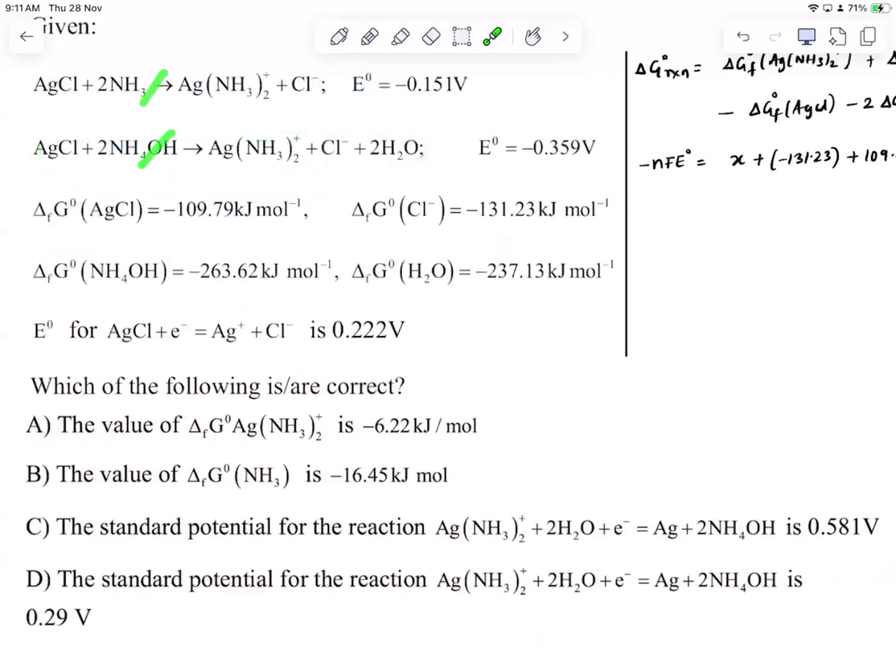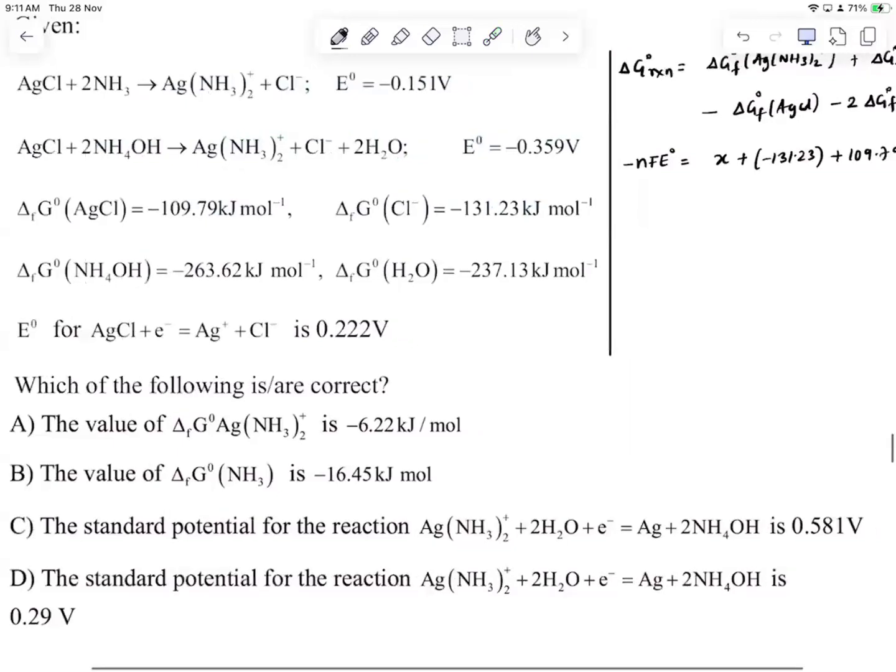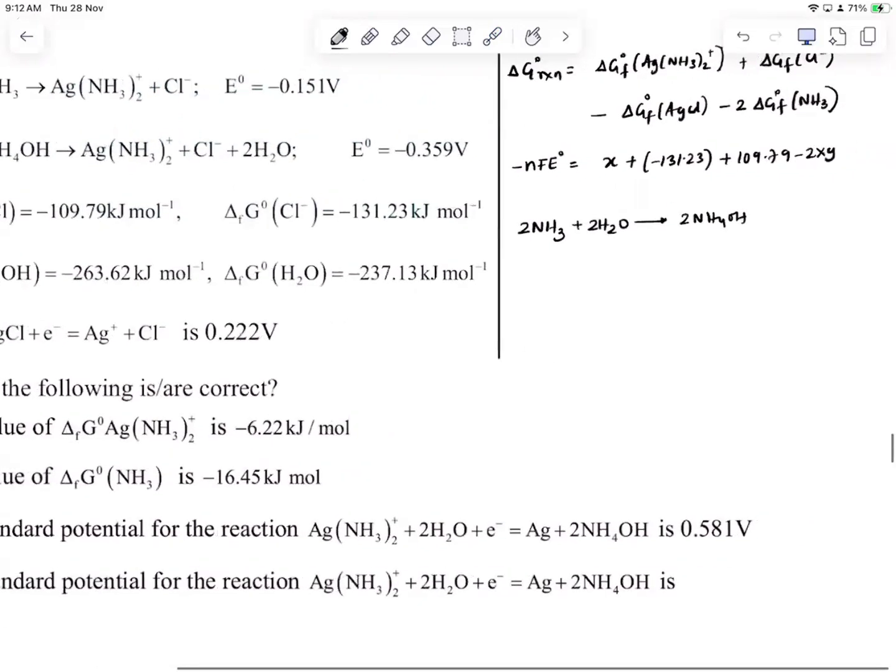Using these two, I can find out what is for ammonia. Okay. So you can notice that if we subtract these two, what would I get? On subtraction, we'll get 2 moles of NH3 plus 2 moles of H2O will give us 2 moles of NH4OH, okay? So delta G naught value for that, I'm putting this as delta G naught 1 and this as delta G naught 2. So that is equal to delta G naught 1 minus delta G naught 2.